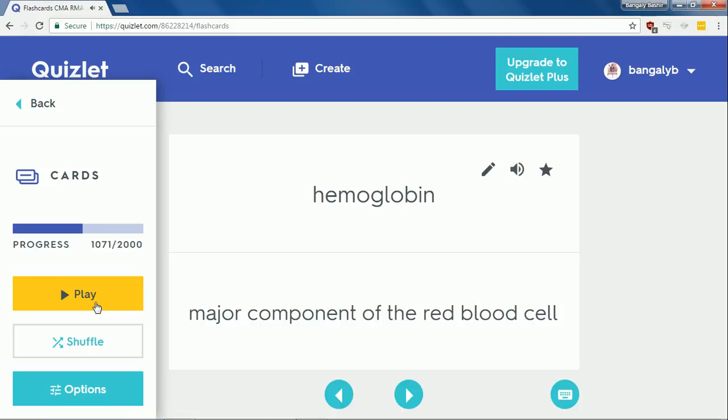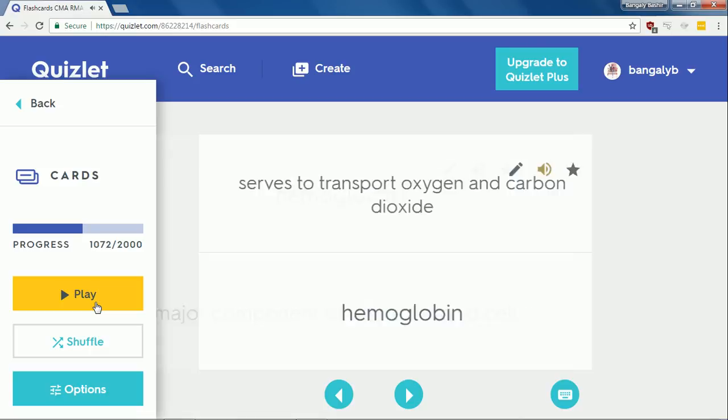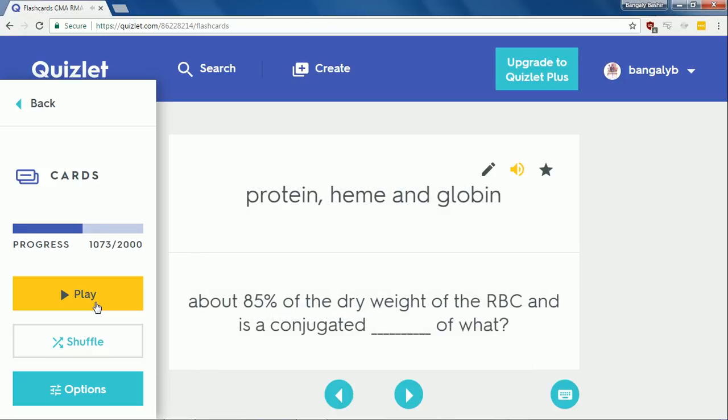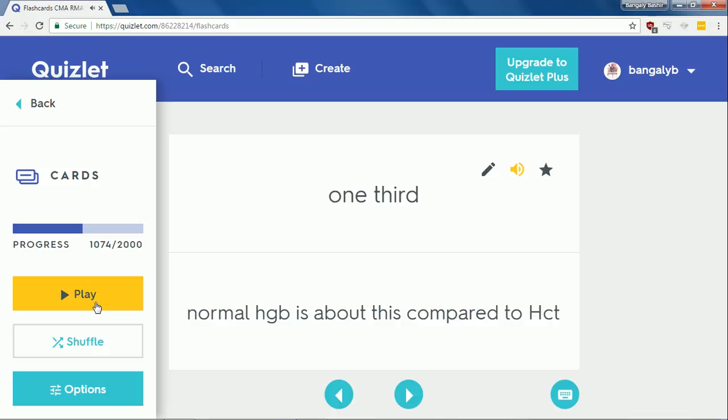Hemoglobin. Major component of the red blood cell. Serves to transport oxygen and carbon dioxide. Hemoglobin is a protein, heme and globin. About 85% of the dry weight of the RBC, and is a conjugated protein. Normal HGB is about one-third compared to HCT. Synthesis of the heme molecule requires iron.